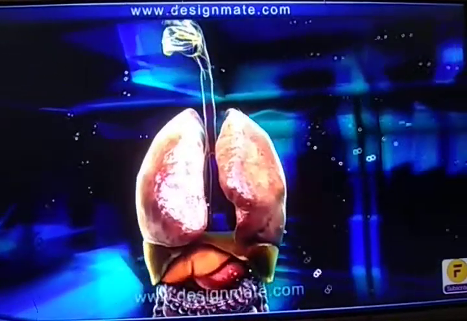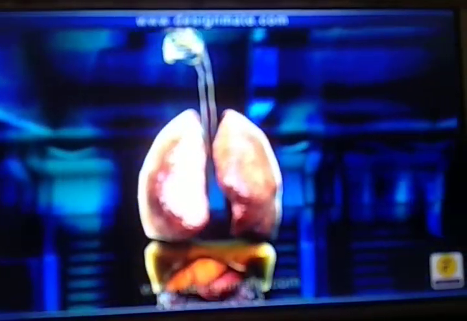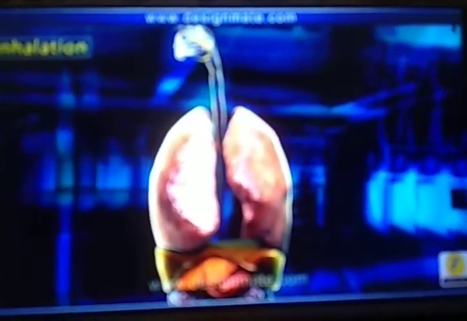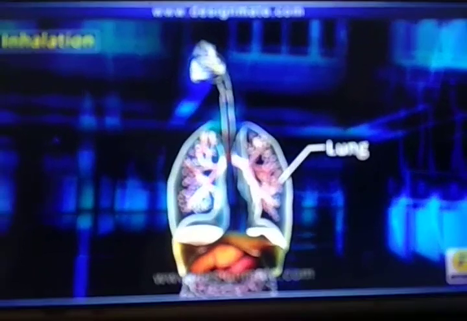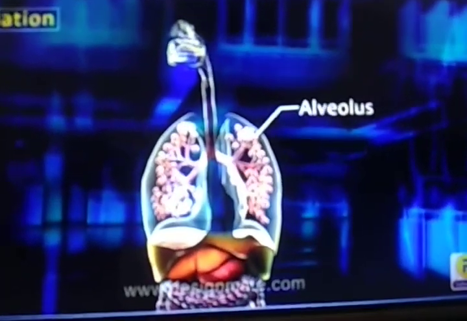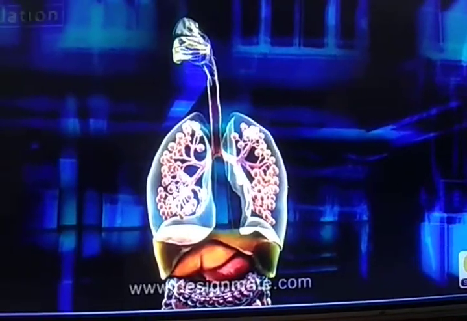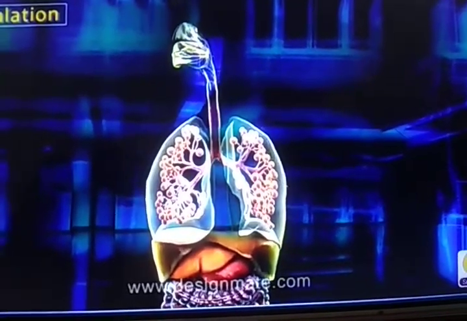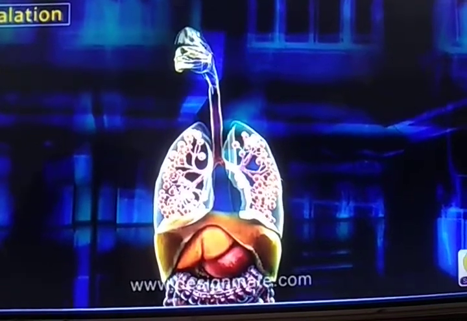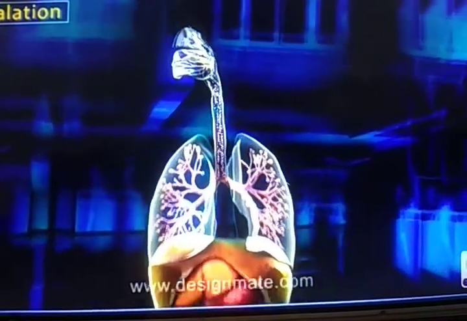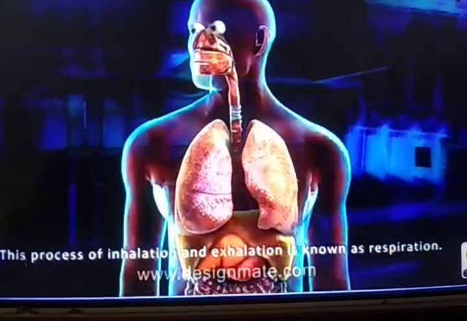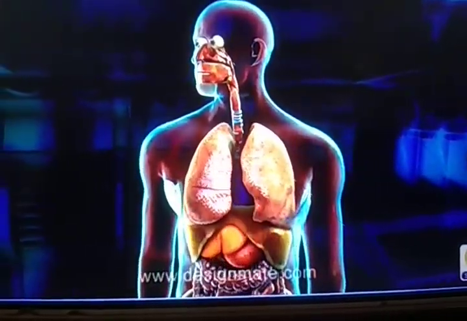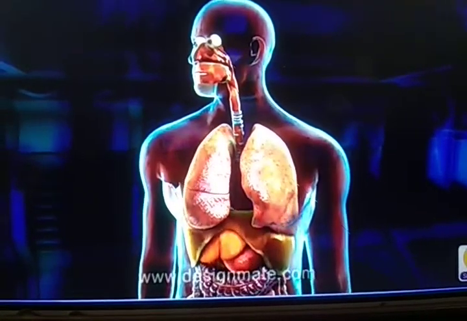So the process of breathing in oxygen rich air is called inhalation, and after the contraction of the muscular diaphragm, the lungs expand and the air rushes in, resulting in the inflation of the alveoli. During exhalation, the diaphragm moves up and the lungs contract and the alveoli deflate, causing the air to be forced out. This exhaled air is rich in carbon dioxide, and this process of inhalation and exhalation is known as respiration, which occurs approximately 20 times per minute.